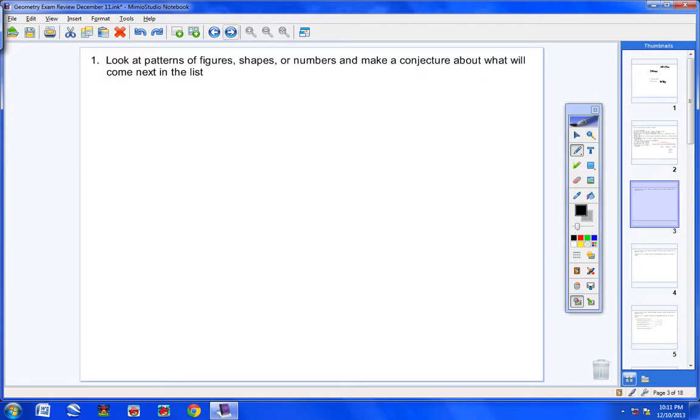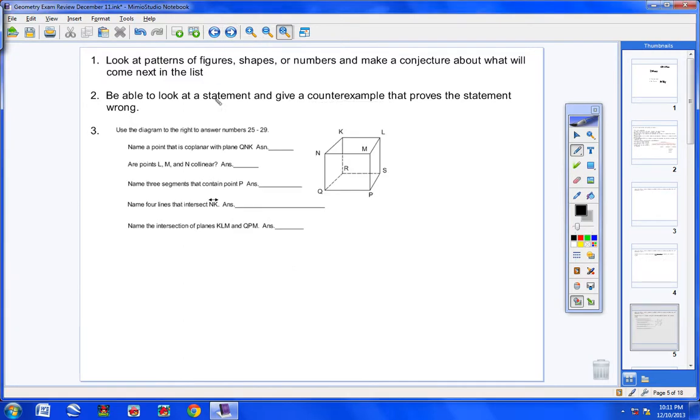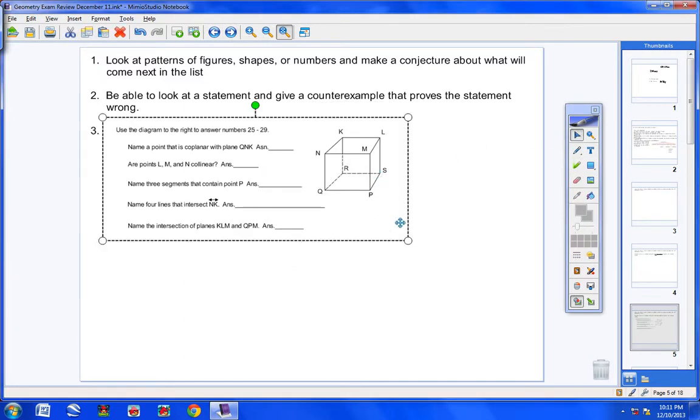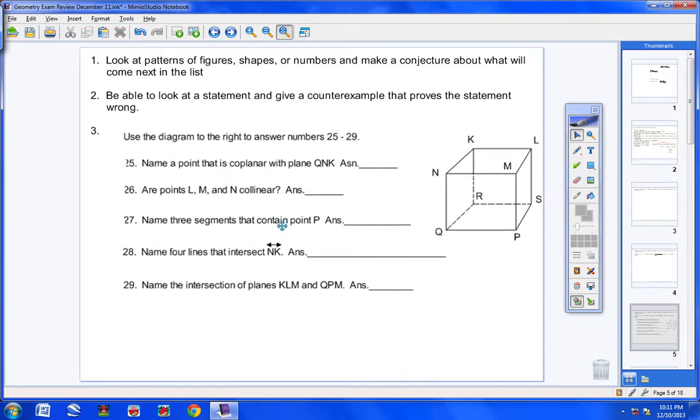That's something we looked at yesterday. Number 2, yesterday I said be able to look at a statement and give a counterexample that proves the statement wrong. Okay, so we talked about that yesterday during your review video. Number 3, be familiar with what points are, what lines are, what angles are, what planes are, collinear points, coplanar points, intersection points of lines, intersection of planes, etc. Know all of this information, okay? That'll be really, really important.